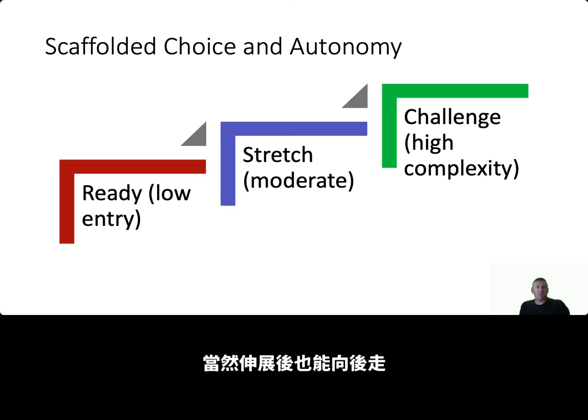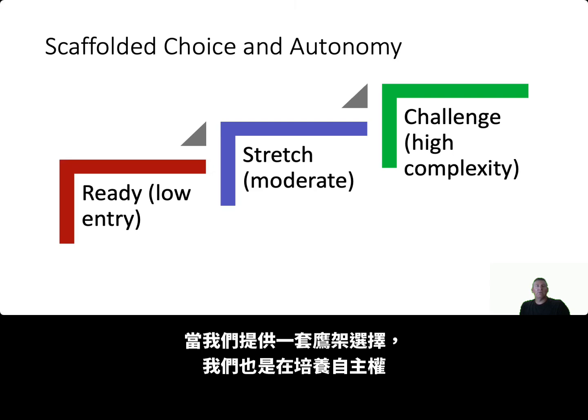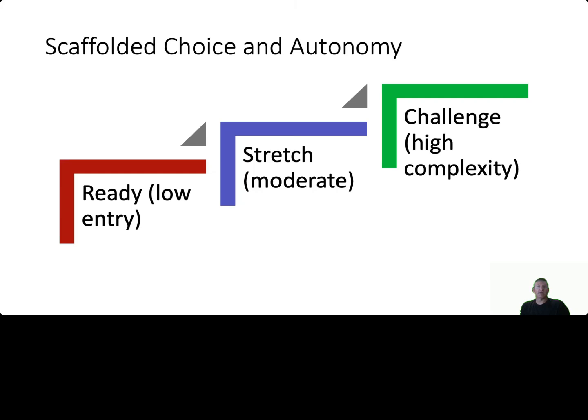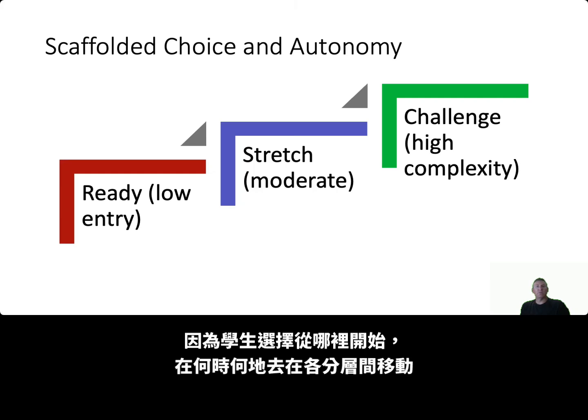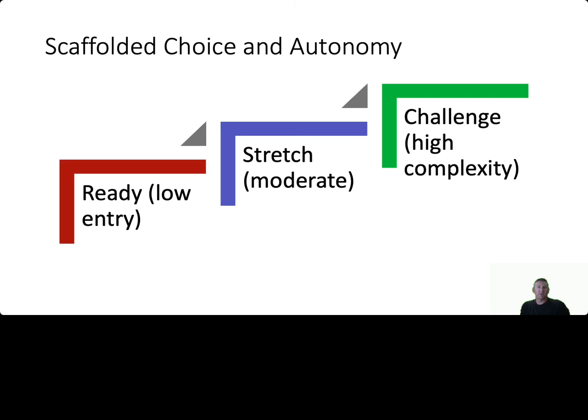Stretch could involve walking backward, something that might be of moderate difficulty. And challenge could add an object to carry. This is where we start to increase the complexity. When we provide a scaffolded set of choices, we foster autonomy because students choose where to begin and when to move between levels. You can also offer opt-out language.